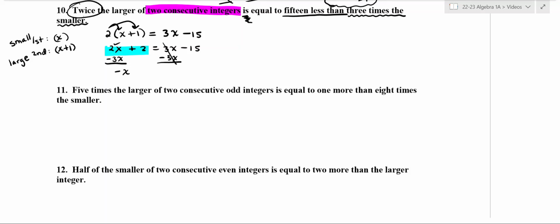This is negative x plus 2 equals, this is gone, negative 15. Okay? All right, so I'm just going to rewrite it over here. We have negative x plus 2 equals negative 15.